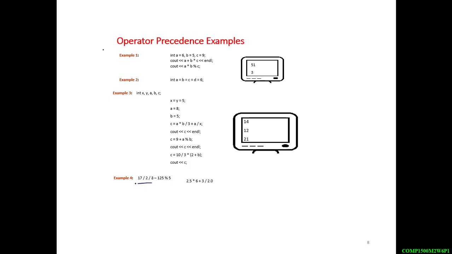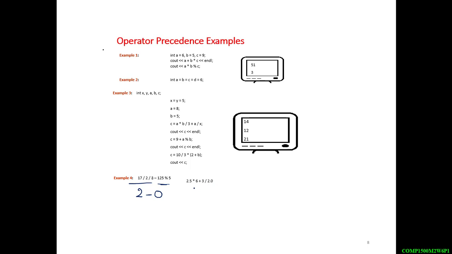As for this one, 2.5 multiplied by 6 is 15, plus 3, it is 18, 18 divided by 2, it is 9, as you will see. So these are the examples, and these are your answers over here.